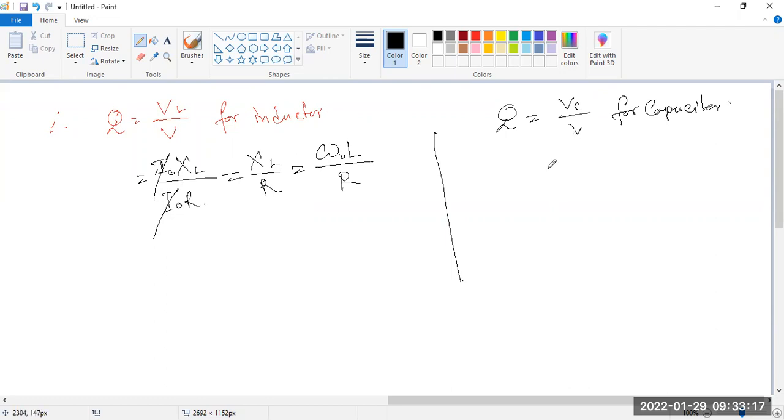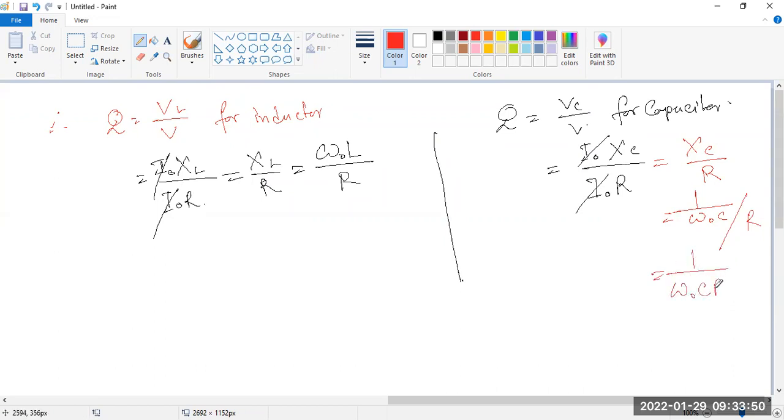So in this case we can also write I naught XC by I naught R. So this will be cut off and we get XC by R. We can write XC means 1 by omega naught C, into R. So it will give you 1 by omega naught C into R. So this is the equation.